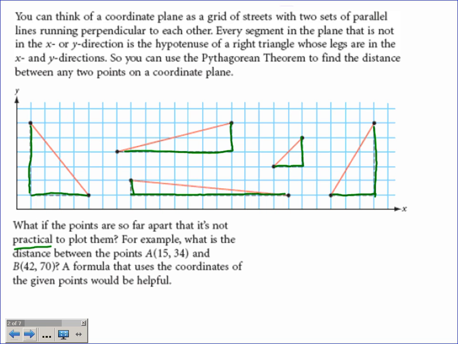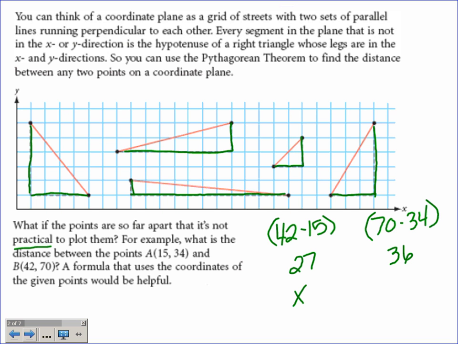Well, all we're really doing is looking at the distance between the x coordinates and the distance between the y coordinates, right? That's what gives us these. So if I was to do this, what's the distance between 42 and 15? What's 42 minus 15? That's 27. So our x distance, our change in x, is 27. If we have 70 and we subtract 34, what's our distance for y? That's 36.